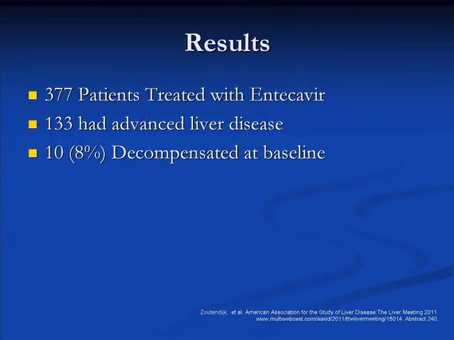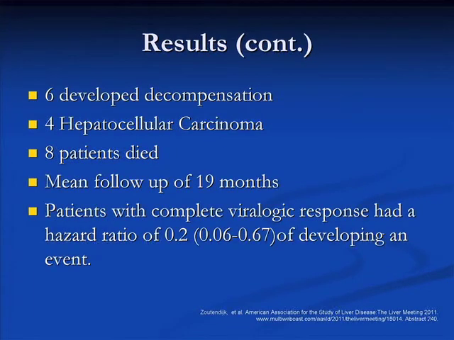The results: they had 377 patients at these trans-European centers. 133 of them had advanced liver disease, so the majority of them did not have advanced liver disease. And 10 of them, or 8%, had decompensated liver disease at baseline when they were started on medication. What happened to these 377 patients? Well, among the ones who weren't decompensated, 6 went on to develop decompensation, 4 developed hepatocellular carcinoma, and 8 patients went on to die of liver failure. The mean follow-up was 19 months in this fairly short study that will be ongoing.